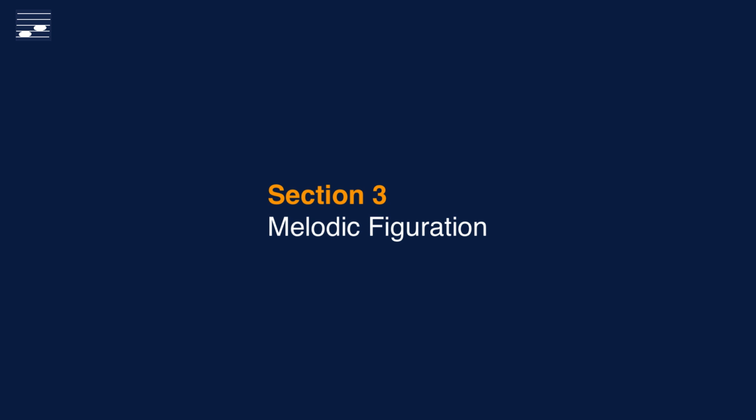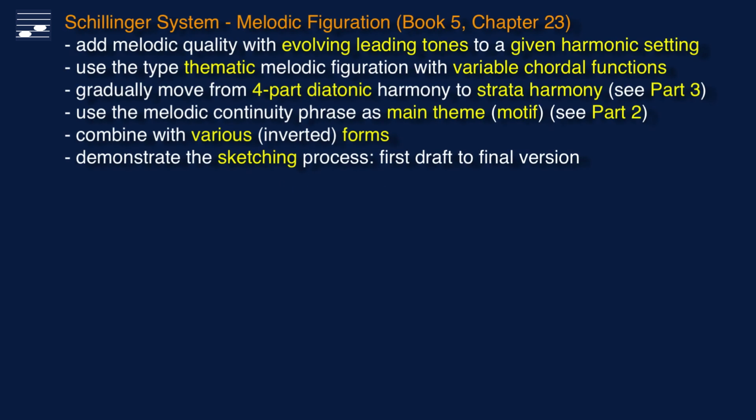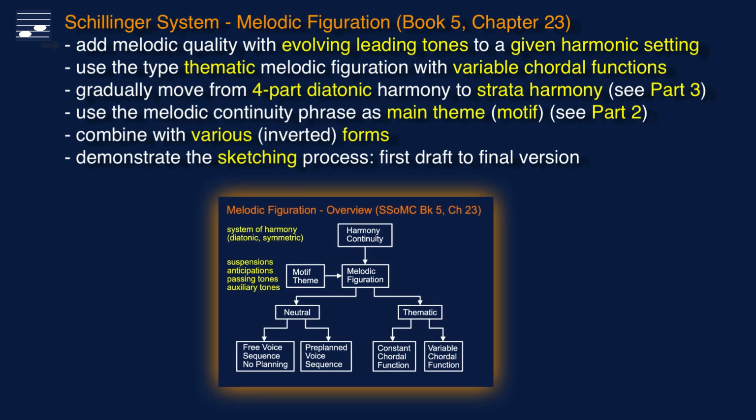In this section, section 3 from part 4, you'll see an application of the Schillinger System technique called melodic figuration. This technique becomes relevant after you've written a basic harmony setting. The chord progression receives melodic interest through the insertion of evolving leading tones. For doing so, there are multiple options, but in general I find the thematic melodic figuration type the most useful, and that is what I did here.